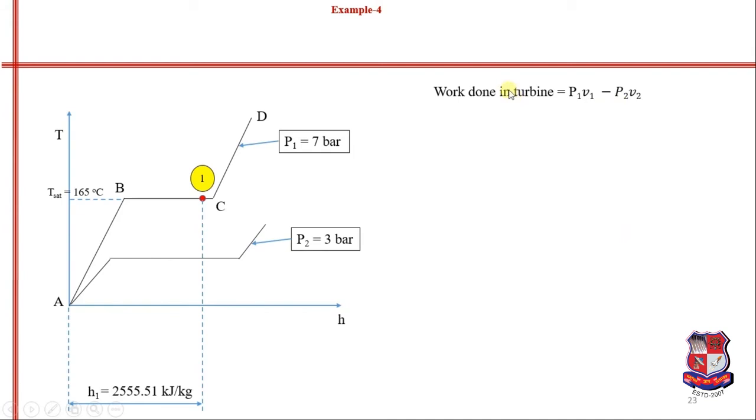At this point we are having the data of work done, that is given as 20 kilojoule per kg. We know the initial pressure, that is 7 bar. We can find out the value of specific volume corresponding to point number 1 at 7 bar pressure, because we know the dryness fraction of point 1, that is given in the example. We know the pressure P2, that is 3 bar, and we can find out the specific volume of point 2, meaning after expansion what will be the specific volume of steam.